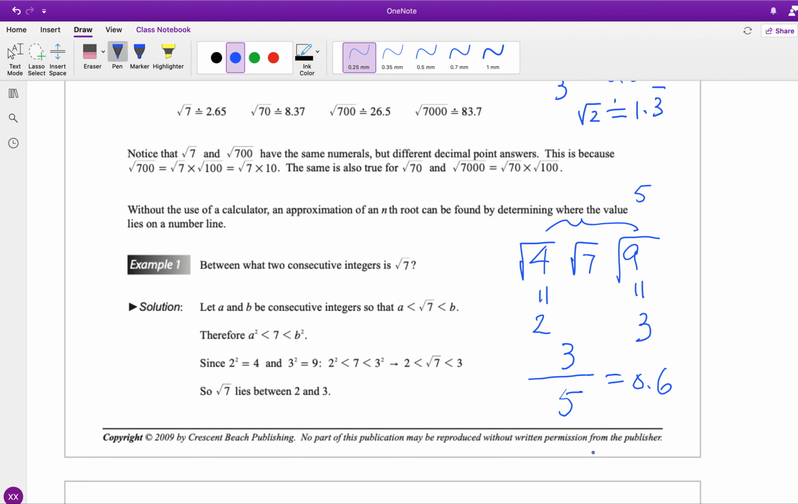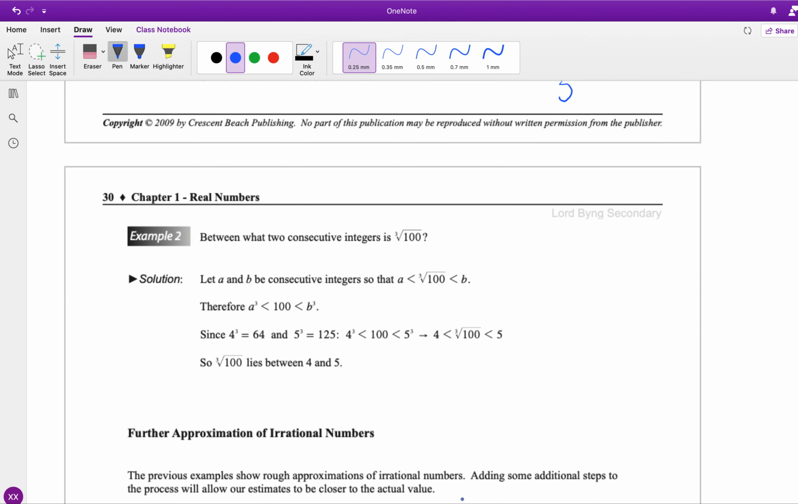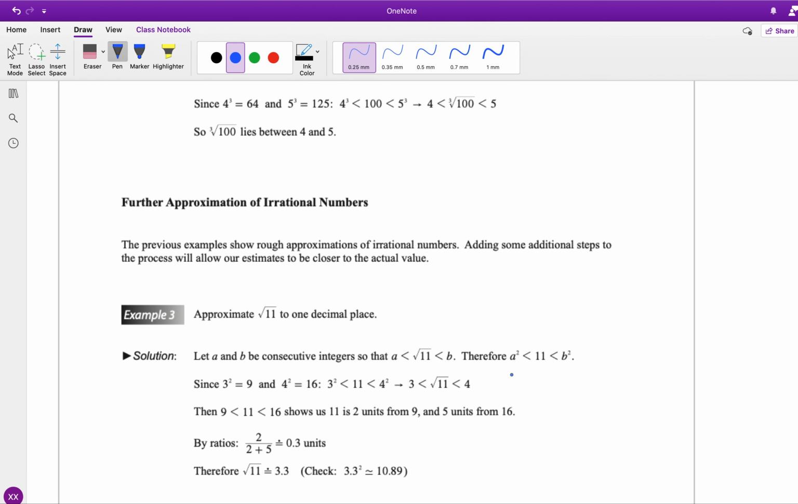So the root of 7 could be approximately 2.6. That's about it. That's just how I estimated. This is just to let you know where it is.